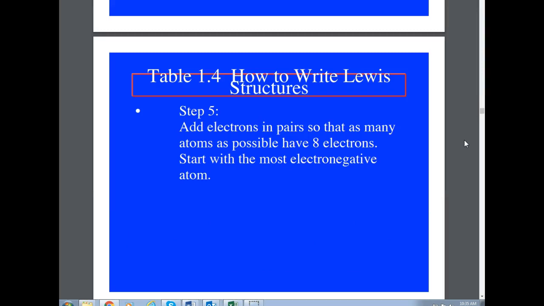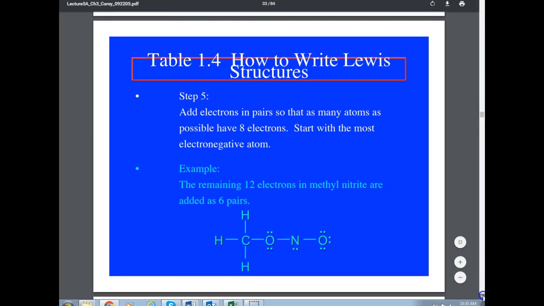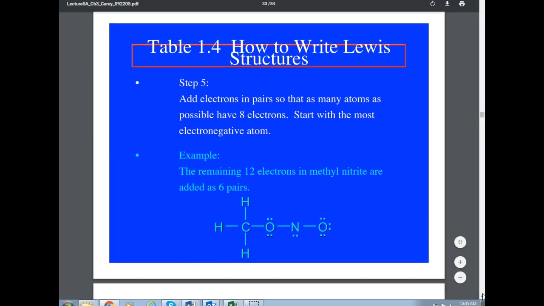So we're going to put them in pairs. And we're going to start with the most electronegative atom. So in this one, that's going to be your oxygen. So we're going to add them in pairs, and we're going to try to make every atom happy by having a valence filled up. So in this one, we have 6 pairs of electrons left over, so that's 12 electrons. So we put them this way.